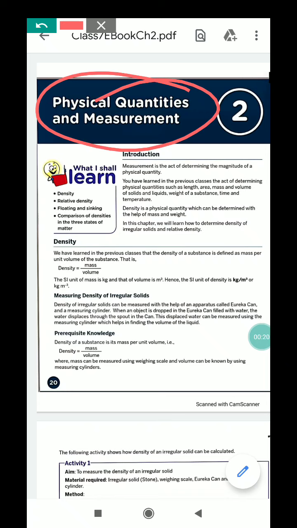So what do you mean by measurement? Measurement is the act of determining the magnitude of a physical quantity with some known physical quantities. Suppose that we are measuring something. We have gone to a shop to buy some sugar. So we will tell the shopkeeper, give me 1 kg of sugar.